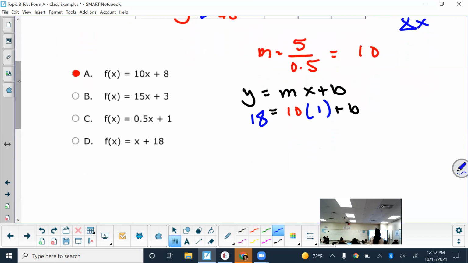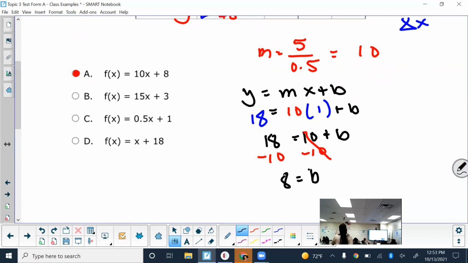So what's 10 times 1? 10. So I have 10 plus B equals 18. Well, how do I get rid of the 10? So subtract it from each side, and B equals 8. And maybe on the computer test, you didn't really need to do that step, but tomorrow you do need to, because tomorrow it's not multiple choice for this problem. You have to find M and B. Questions about that?